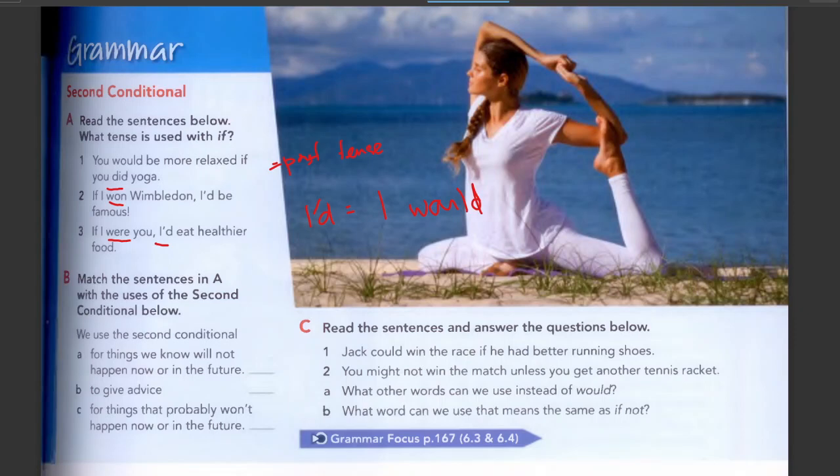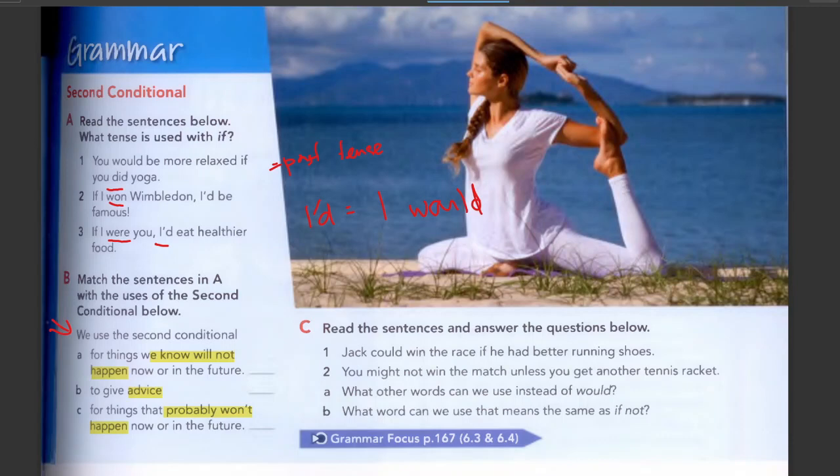So let's read B here. We use the second conditional for A, things we know will not happen now or in the future. The keyword is we know will not happen. So it's never going to happen. And B is to give advice. And the third one is things that probably won't happen now or in the future. So the difference between A and C is, in A we know it won't happen, and in C it probably won't happen.